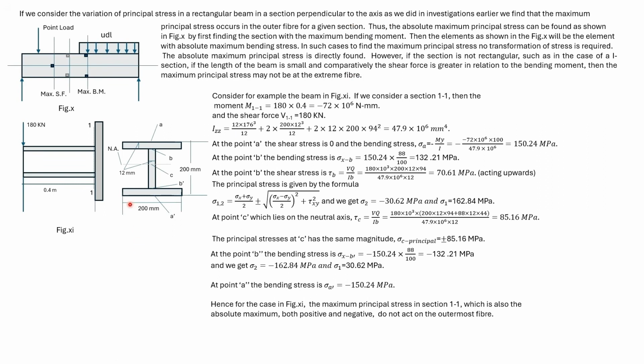So for a section such as an I section, if the length of the beam is short and comparatively the shear force is larger than the bending moment at a section, then there's a chance that a point such as B would have the higher principal stress compared to the outer fibers.